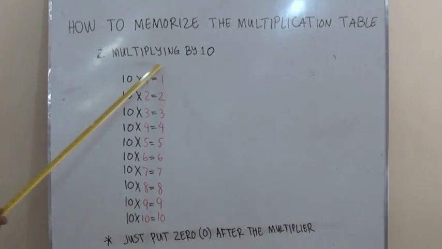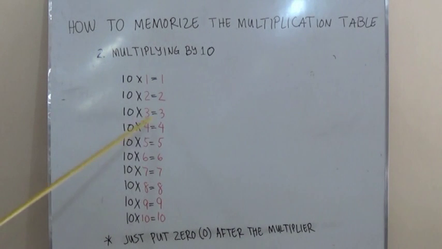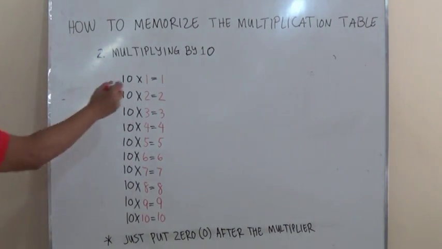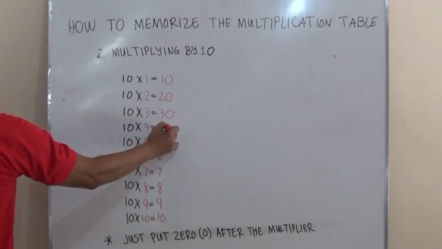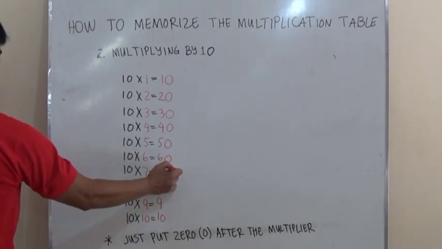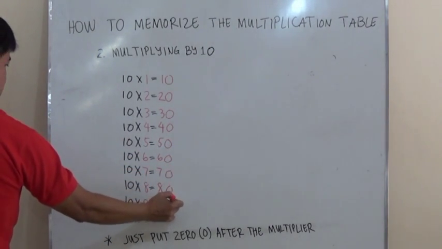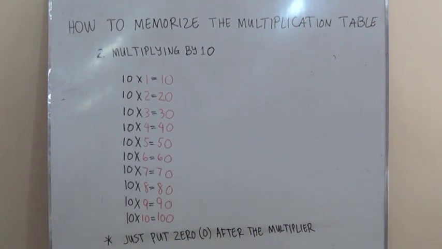Let's go now to multiplying by 10. In multiplying by 10, just remember this. Just put 0 after the multiplier. Again, the red colored numbers are our multiplier. And to get the answer, we will put 0 after the multiplier. And that's how easy it is to get the answer in multiplying by 10.